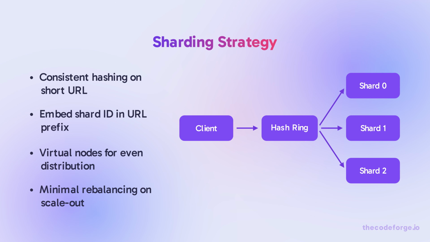At massive scale, shard the database. Use consistent hashing on the short URL to distribute writes and reads across shards. Embed the shard ID in the URL prefix for direct routing. Virtual nodes ensure even load distribution.